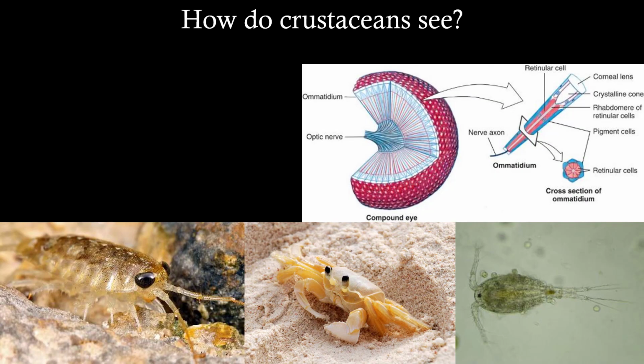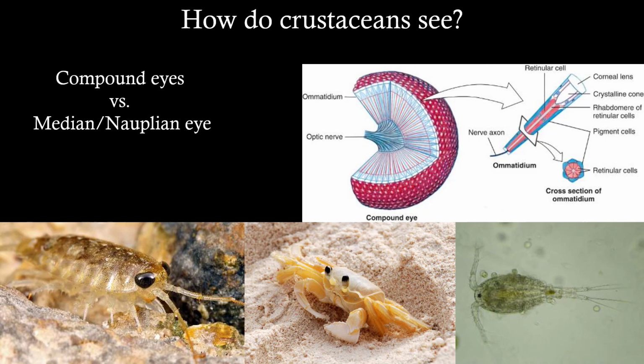Sight in crustaceans is really important. For most arthropods, they rely on visual information quite a bit, as well as chemosensory information. But in crustaceans, you can have compound eyes and nauplian eyes or median eyes. And we've talked about median eyes a little bit before. These are what's found in cyclops and a lot of smaller crustaceans. They essentially are composed of something called pigment cups, which have retinal cells in them. So it's fairly simple.